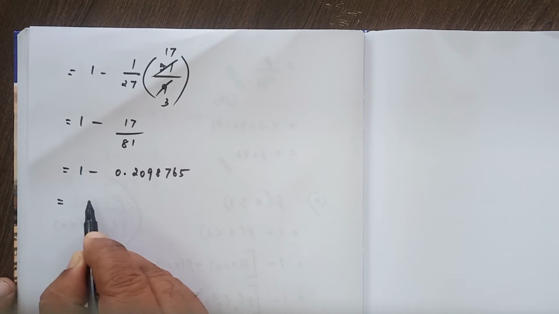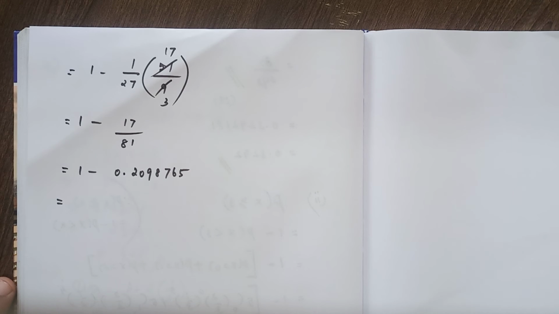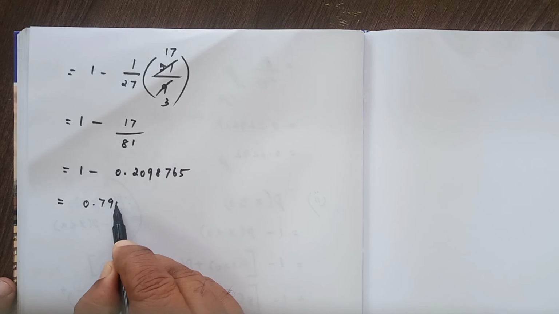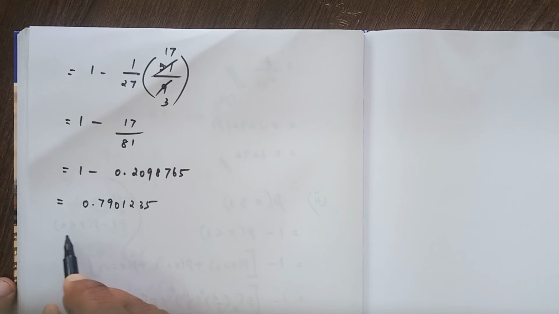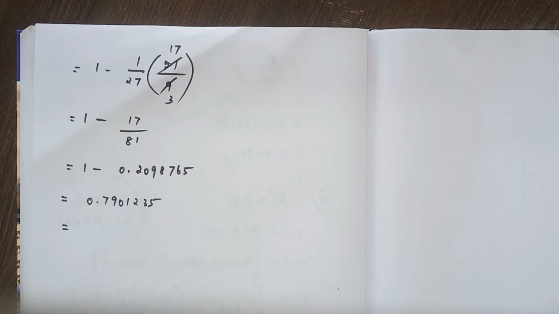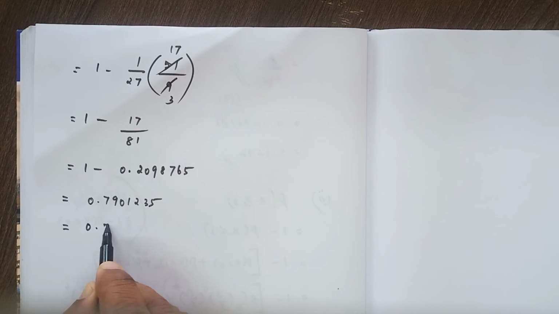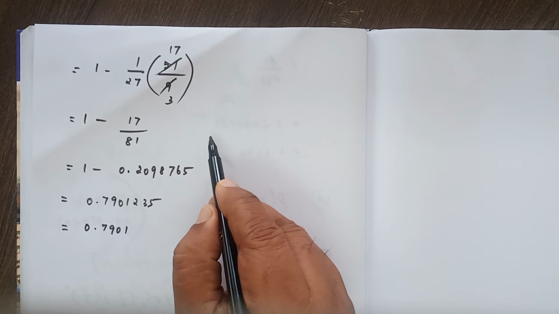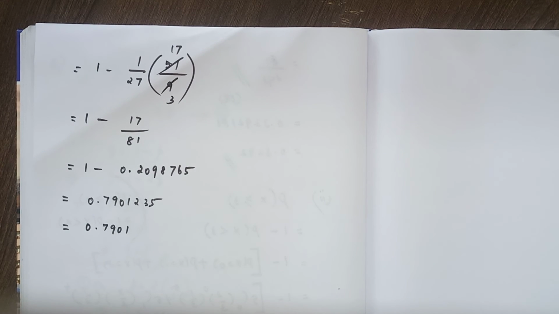17 by 81 equals 0.209875. Then 1 minus, we will be getting the value 0.791235. So it can be rounded up to 4 decimal places, 0.7901. Since the fifth digit is less than 5, you write 1 as it is. This is one answer.